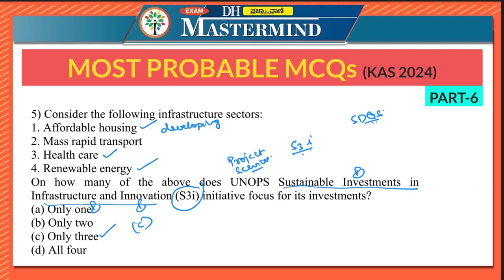Mass rapid transport is not one of the critical points, and it is not included in the S3I. Thus, the S3I initiative targets only three sectors: affordable housing, healthcare, and renewable energy. Only three.